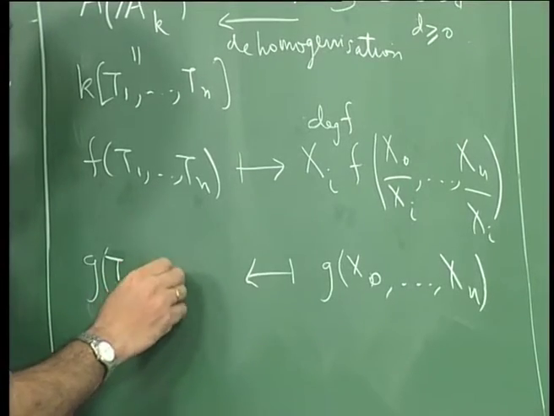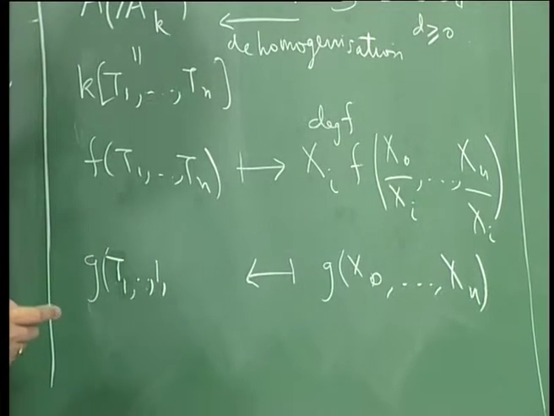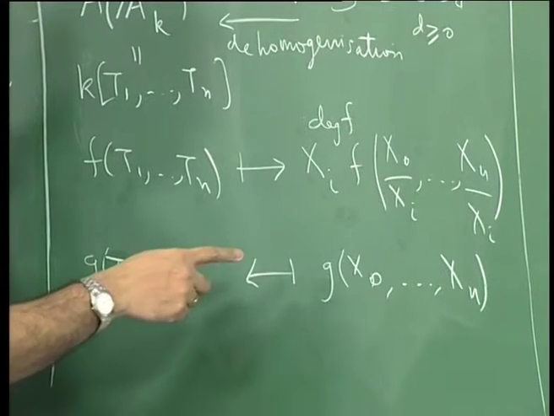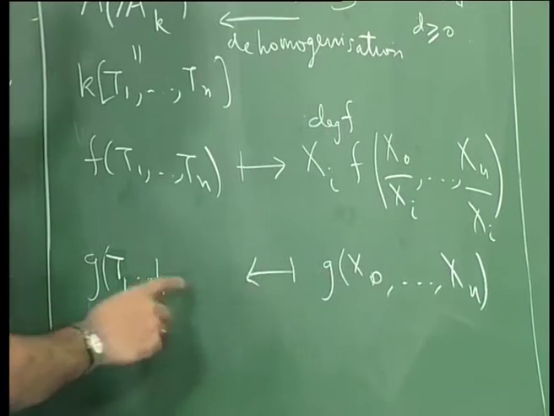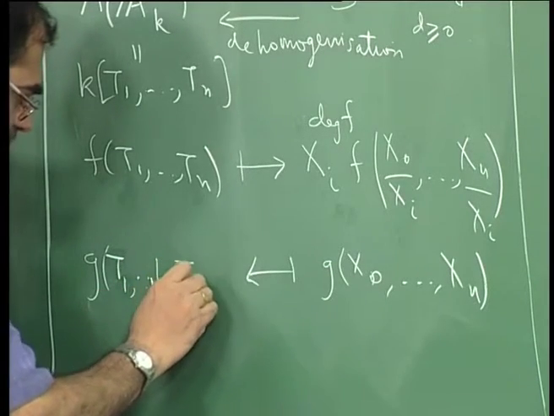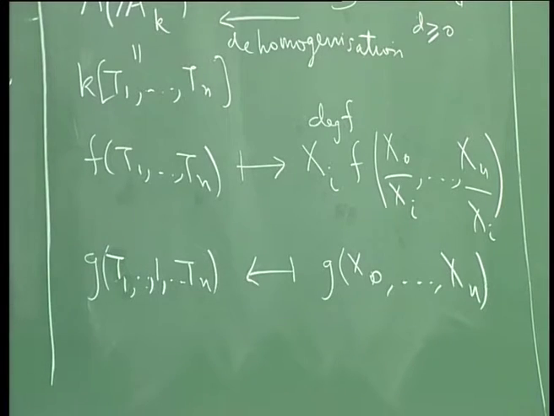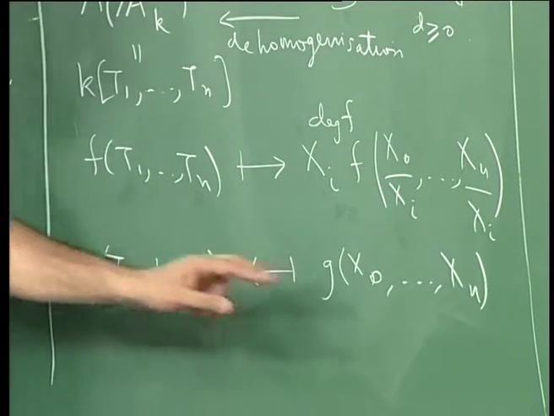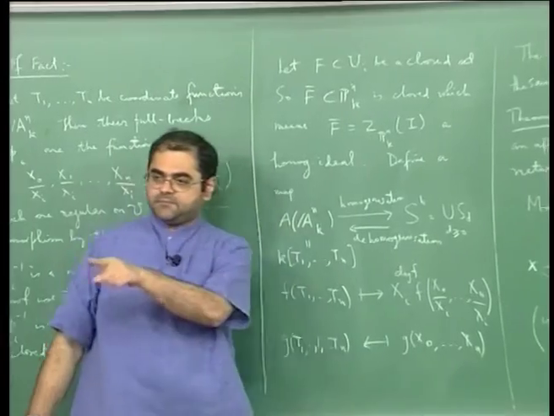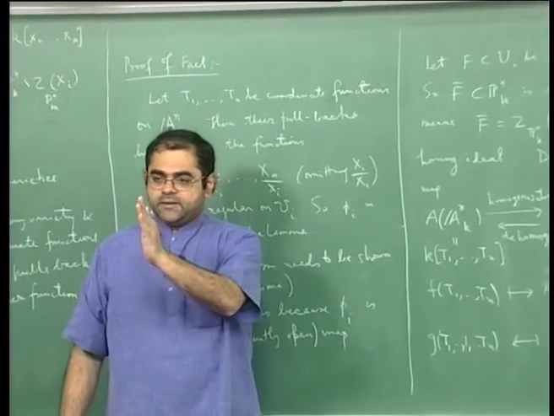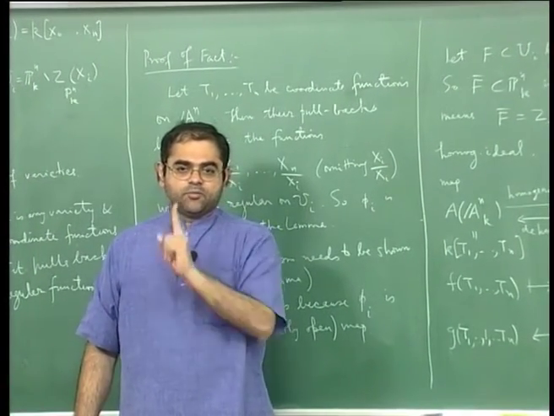I put 1 where I have pi, then I put tn. Okay, so this is called dehomogenization. So what you do is there are these variables x0 through xn. Okay, now for xi you put 1.